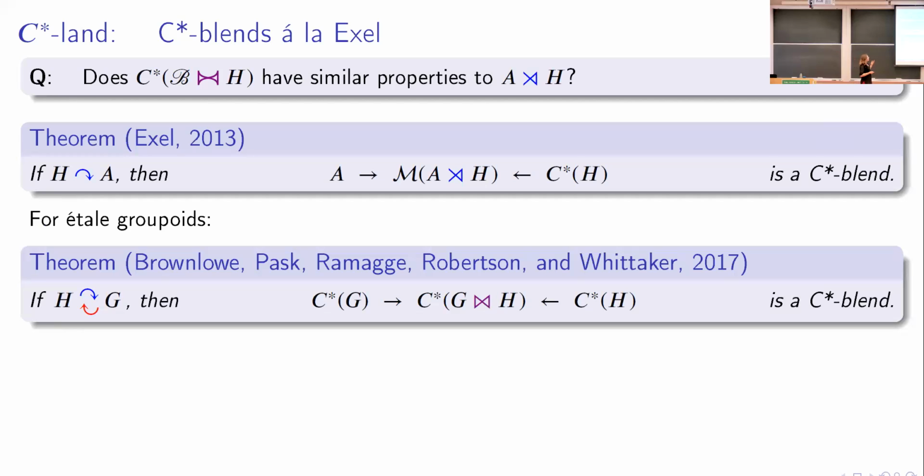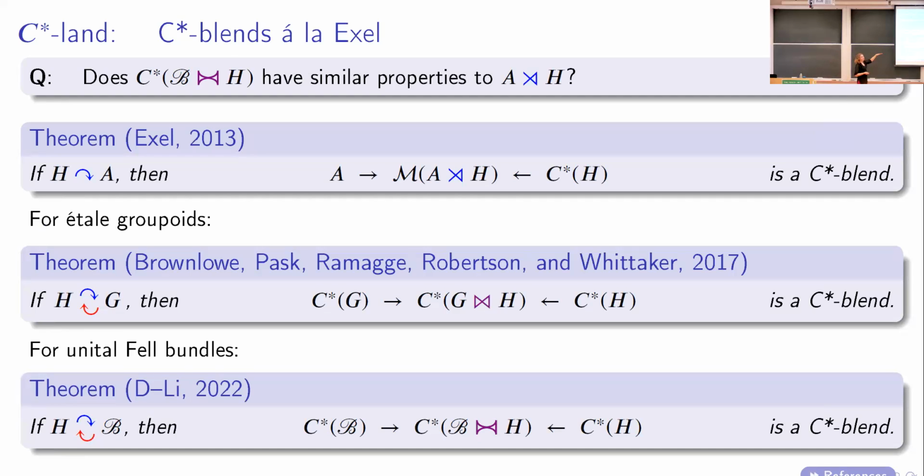And then Mike with collaborators showed that if you have compatible actions of two groupoids on each other so that the Zappa-Zep product makes sense, then actually the Zappa-Zep product C-star algebra is a C-star blend of the two other C-star algebras. And surprise, surprise, we proved a very similar theorem, at least for Fell bundles where the fibers over the units are all unital C-star algebras. So here you have again a compatible action on my Fell bundle, and then the Fell bundle C-star algebra of the Zappa-Zep product is a C-star blend of the original Fell bundle C-star algebra and the original groupoid C-star algebra.